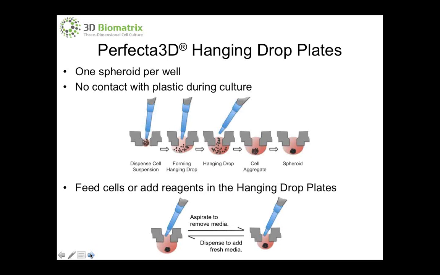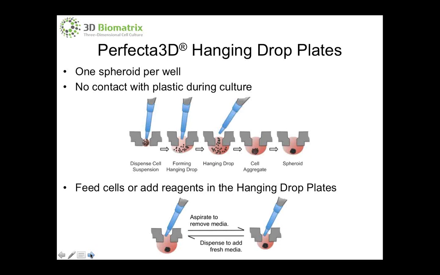So across the top you see you dispense the cell suspension into the well about 3/4 of the way down, and the surface tension of the media forms a hanging drop, and then the cells are driven by gravity to the bottom of the hanging drop, where they aggregate, and then given enough time, between 1 to 5 days depending on your cell type, they form a spheroid. And what you see across this top line of cartoons is there's no contact with plastic during cell culture.